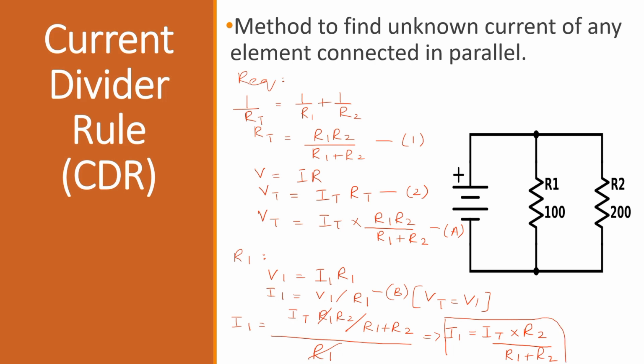Now, what will be the equation for current across resistor 2? It will be I2 is equals to It multiplied by R1 divided by R1 plus R2. So, these formulas are for only two resistors that are connected in parallel.